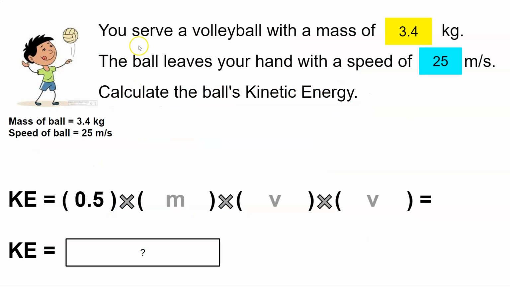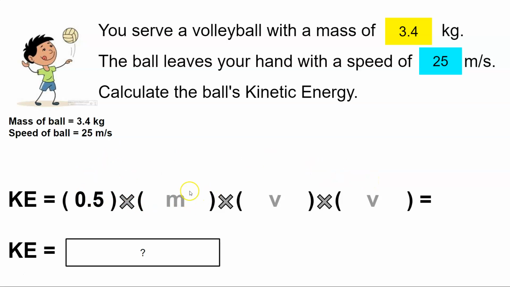So let's get started. This first problem says, you serve a volleyball with a mass of 3.4 kilograms. The ball leaves your hand with a speed of 25 meters per second. Calculate the ball's kinetic energy. The equation for kinetic energy is 1/2, which is 0.5, times mass, times velocity squared. And velocity squared means to multiply velocity by itself twice.